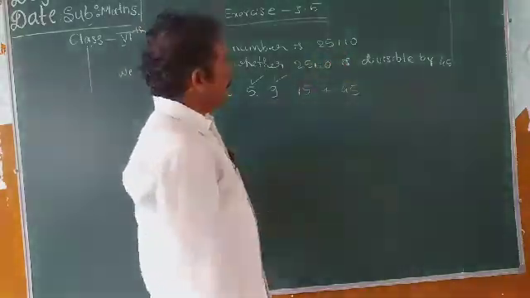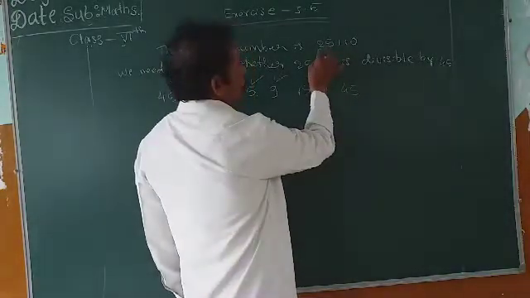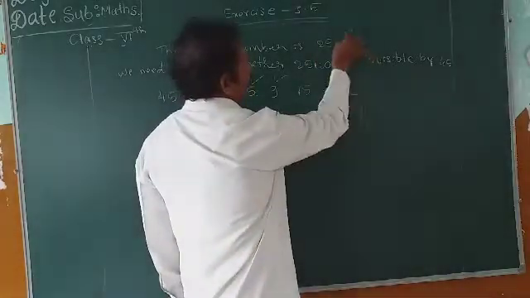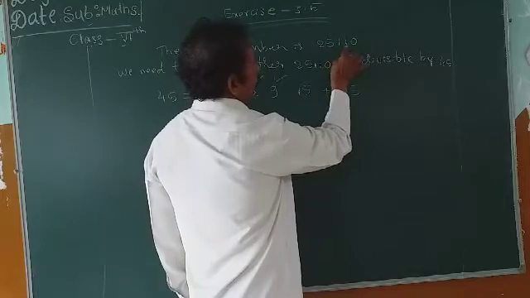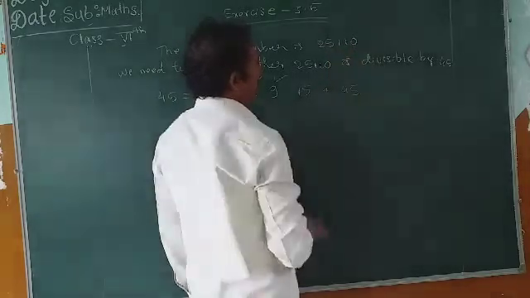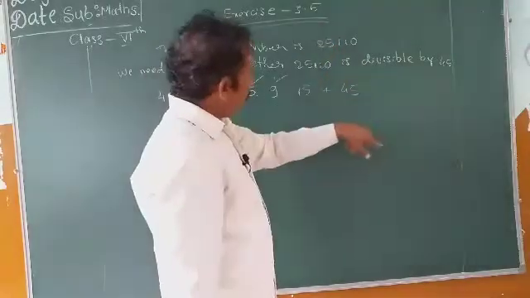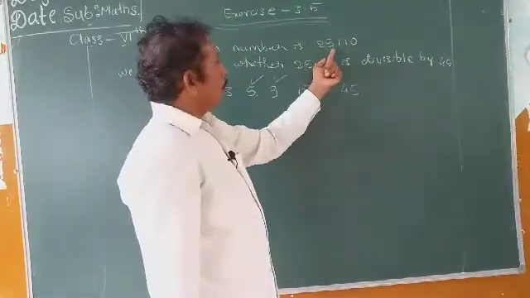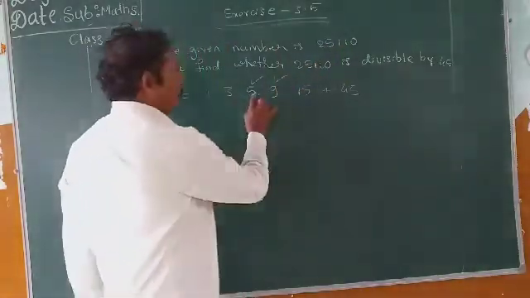And similarly, to check whether the given number is divisible by 9 or not, take the sum of all digits of the given number 25,110: 2 plus 5 plus 1 plus 1 plus 0. 2 plus 5 is 7, 8, 9, plus 0 is 9. The sum of all the digits in the given number is 9. 9 is divisible by 9. Therefore, the given number 25,110 is divisible by both 5 and 9.